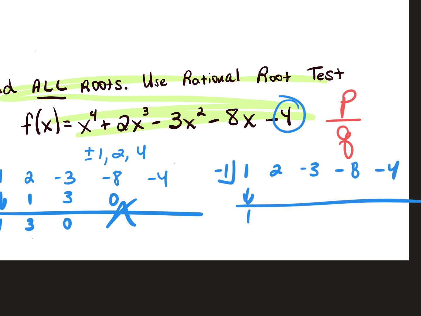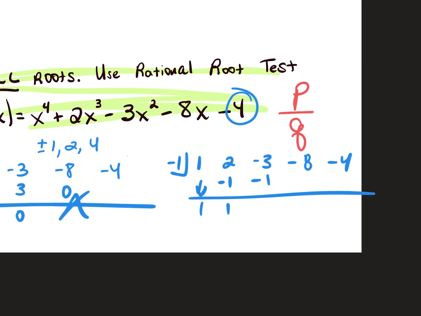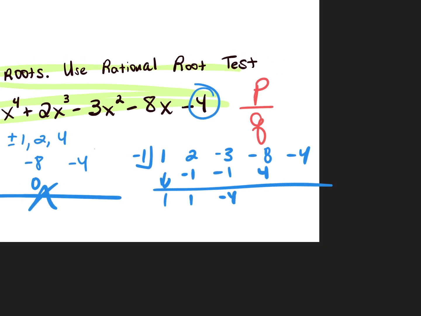1 times -1 is -1. 2 minus 1 is 1. 1 times -1, -1. What's -3 and -1? -4. What's -4 times -1? +4. What's -8 and 4? -4. What's -4 times -1? +4. What's -4 and +4? 0. So what did you guys just prove to me? One of your zeros is x equals -1. Write that down. Don't just leave it with a check mark.